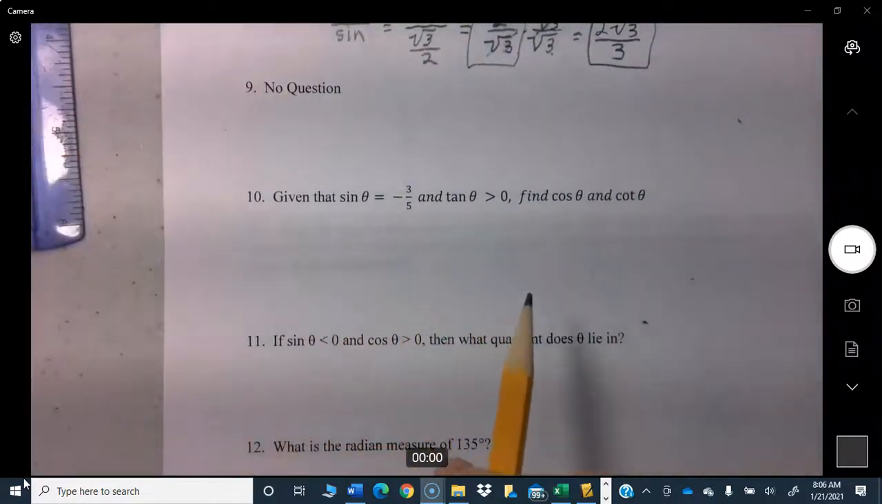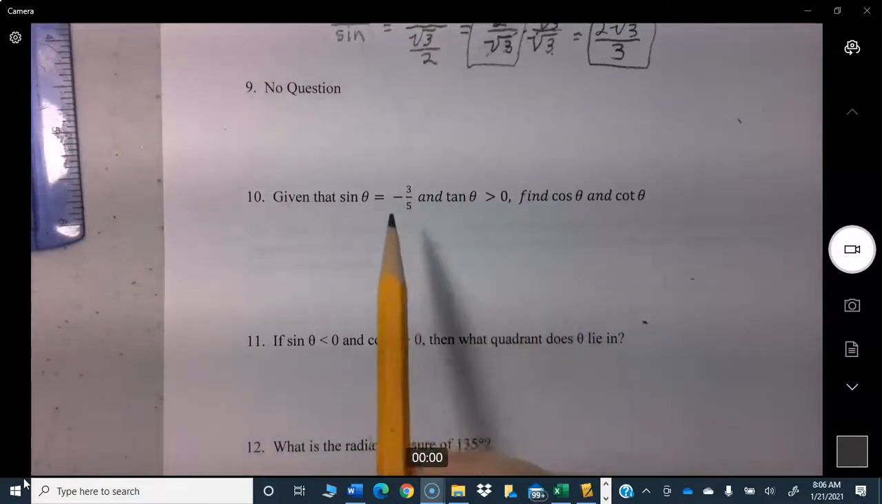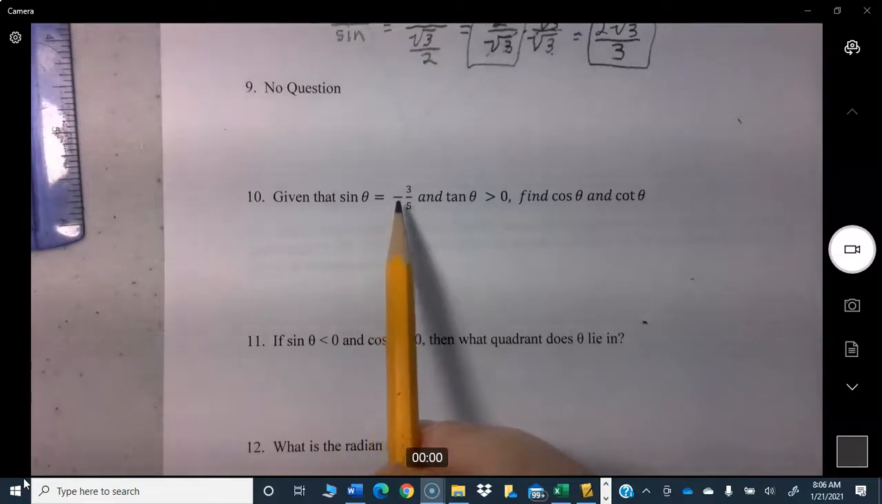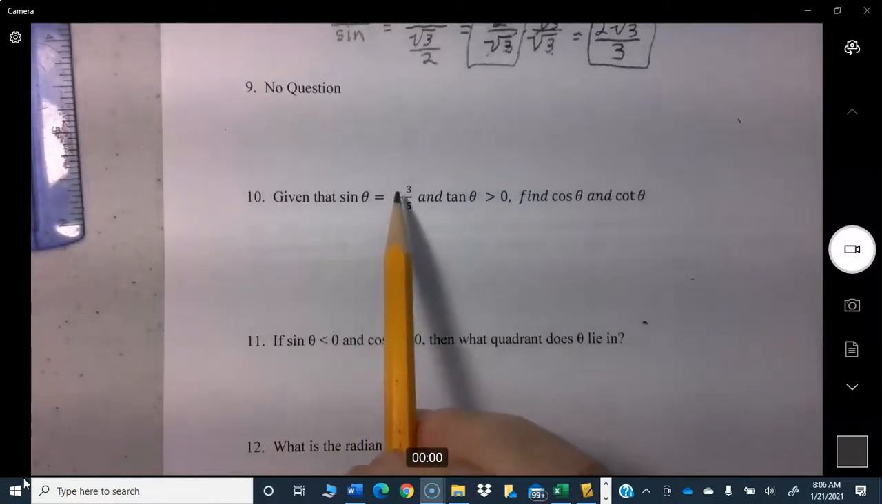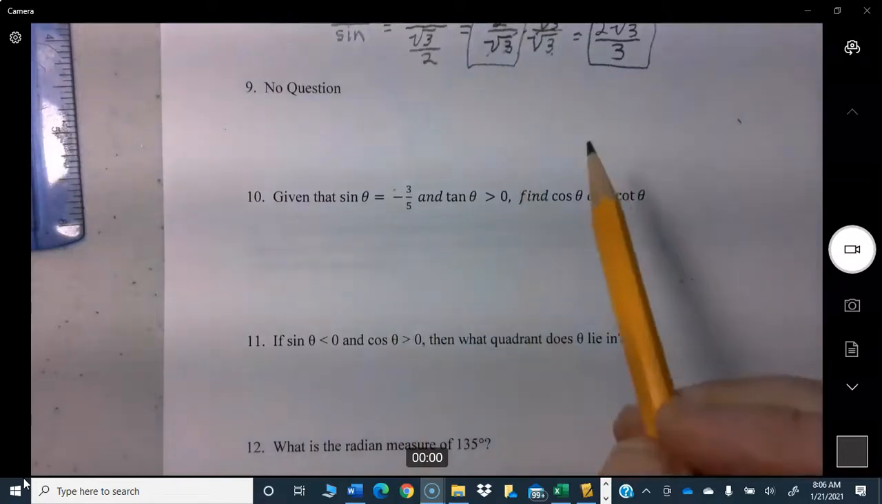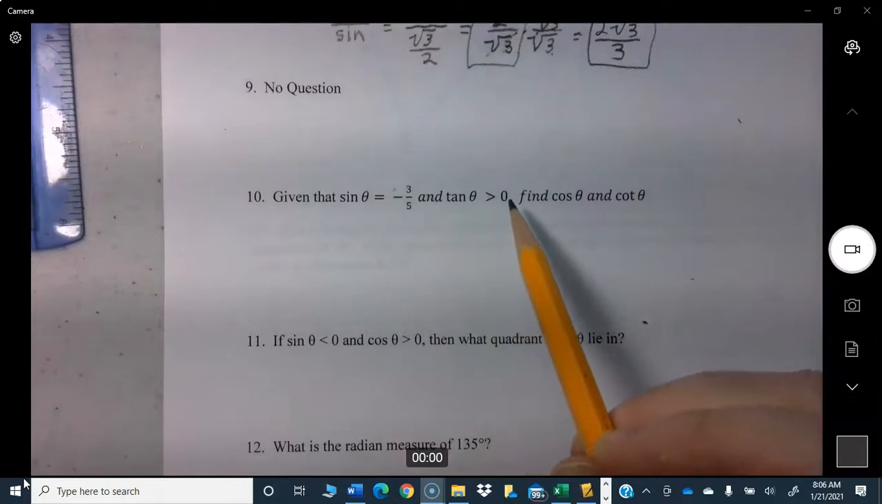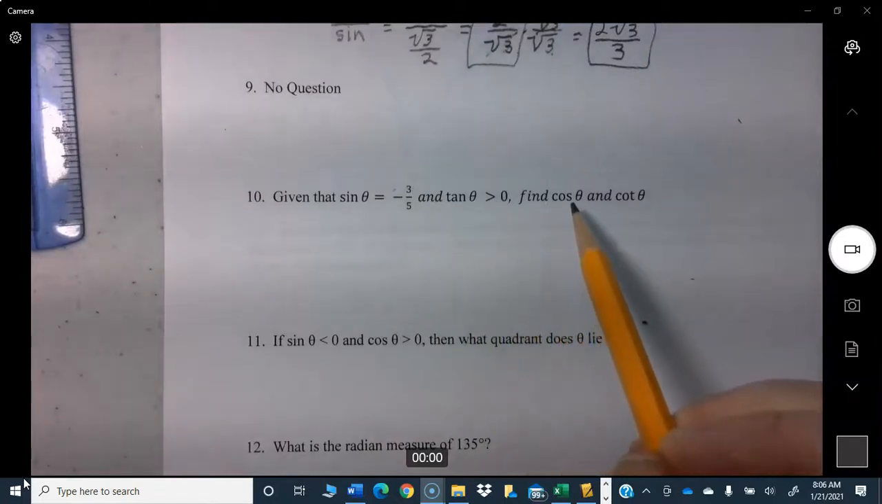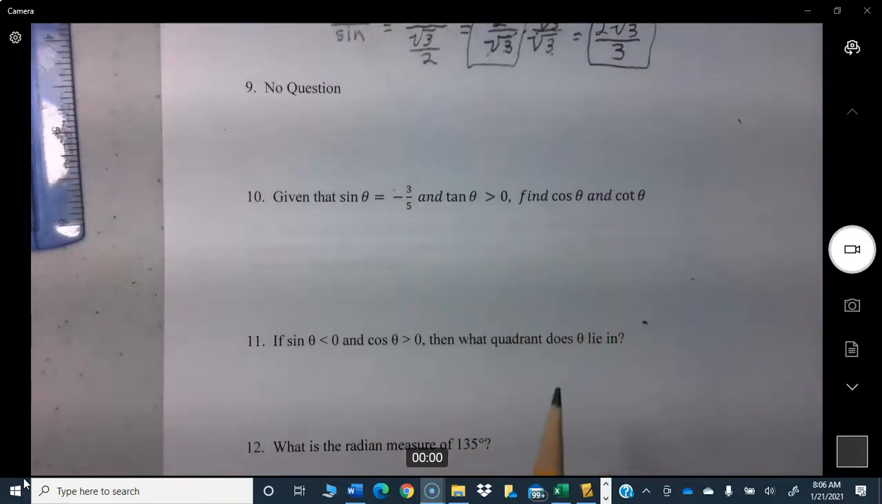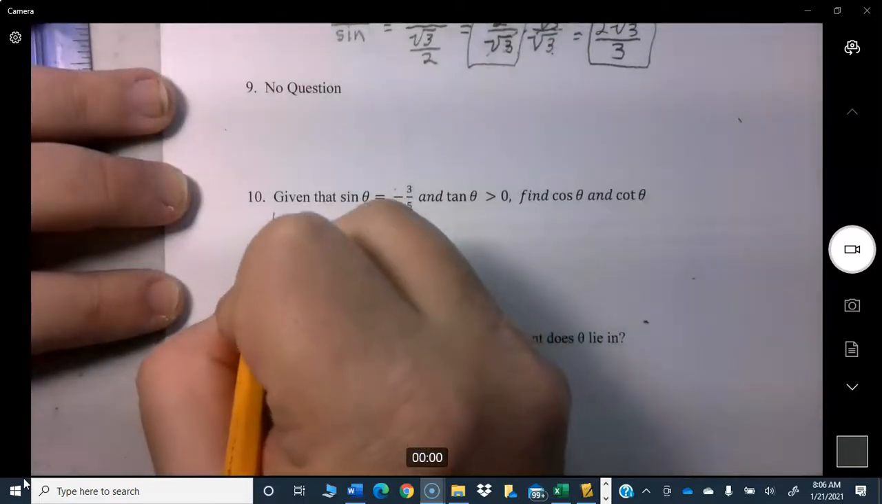Okay, 10 might be the toughest problem on the test, at least it requires the most calculations. So given that sine of theta equals -3 over 5. Now notice where the negative sign is. Even if they had written the negative sign up top, you don't know which one is the negative number. One of those two has to be negative. But sine of theta equals -3 over 5, and tangent theta is greater than 0. Find cosine and cotangent. Okay, so there's a lot to do here. So first thing, let's define what a tangent is.